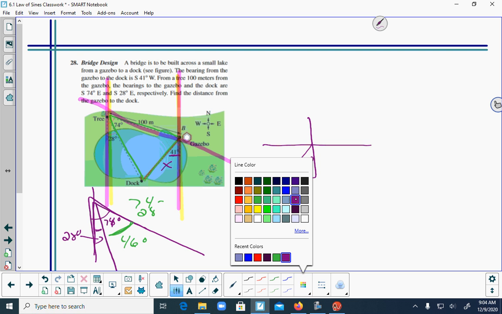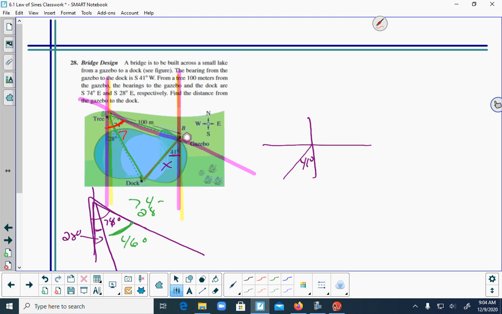If this angle here, we were told, was 74 degrees, then everyone knows that this angle here is 74 degrees because they're alternate interior angles. So I have this angle here, 74 degrees. I have this part of the angle here is 41. I have this angle and this angle that add up to 180.